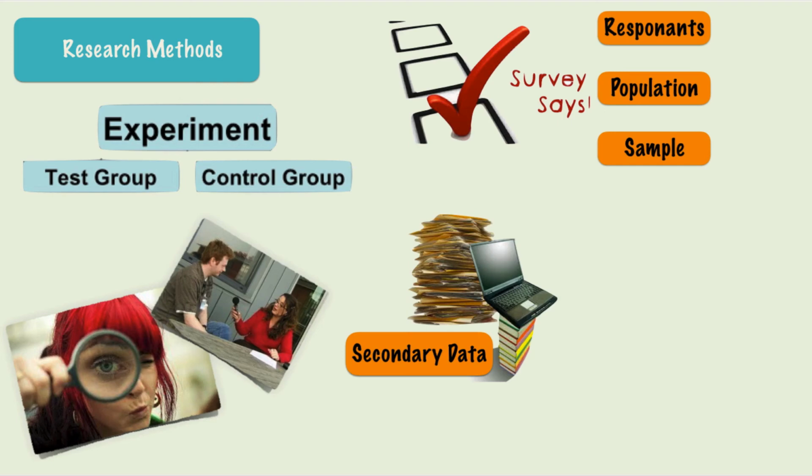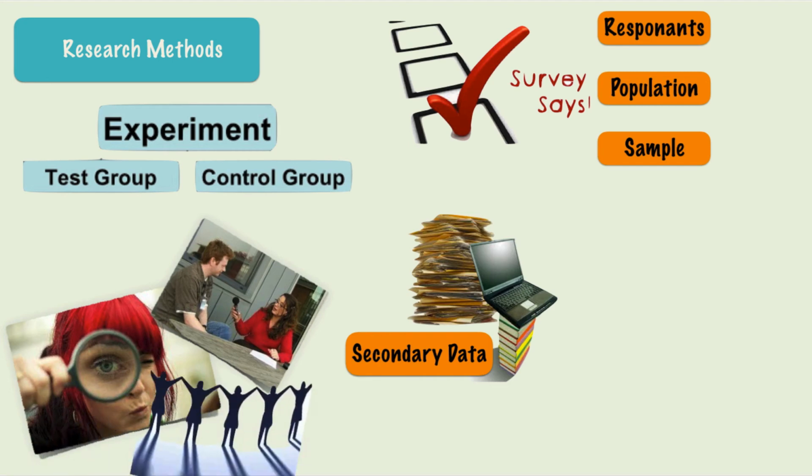Triangulation uses several different research methods, data sources, investigators, and or even theoretical perspectives in the same study. Each method has its own strengths and weaknesses, so many sociologists believe it's best to combine multiple methods in a given study. We can also include the feminist research method.